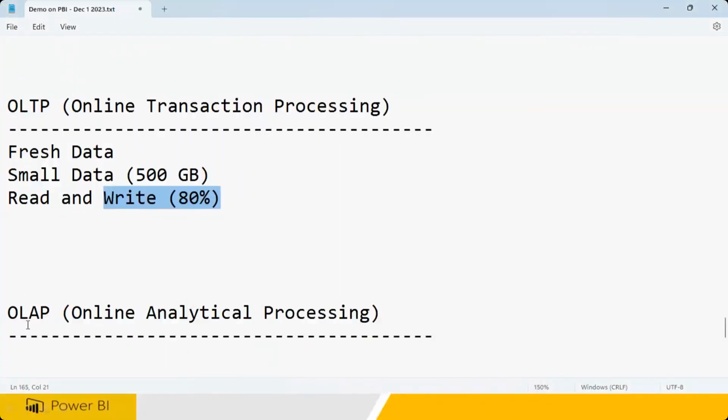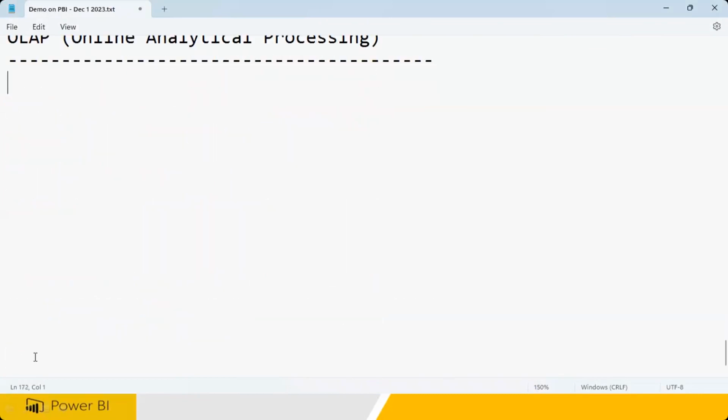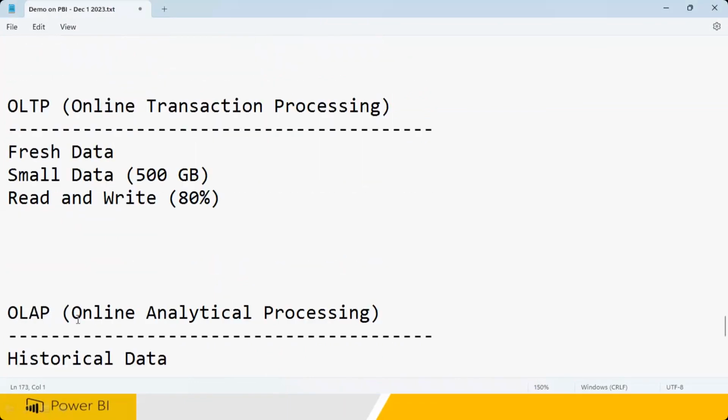So what is OLAP? OLAP is not going to have fresh data. Historical data, every month's data, is going to go there. And every month you're talking about 30 liters, 30 liters, 30 liters of water, so slowly it will become 1,000 liters, right? Every month, say 500 GB into 12 months of data, it will become 6,000 GB. Okay, 6,000 GB is equivalent to 6 terabytes of data.